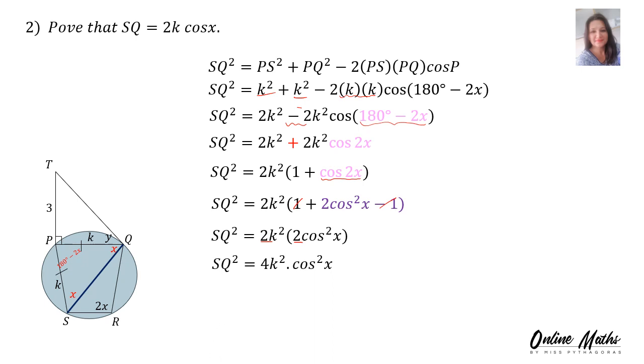Then on the left hand side there's SQ squared. I want SQ. Therefore I will take the square root on the right hand side. And then the square root will give me SQ equals 2k cos x.